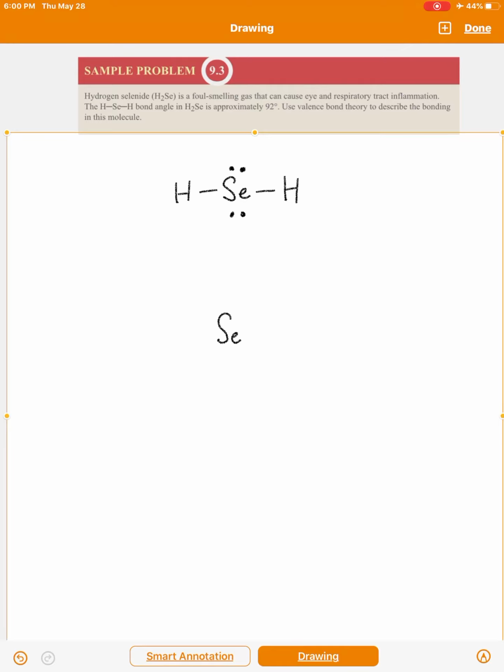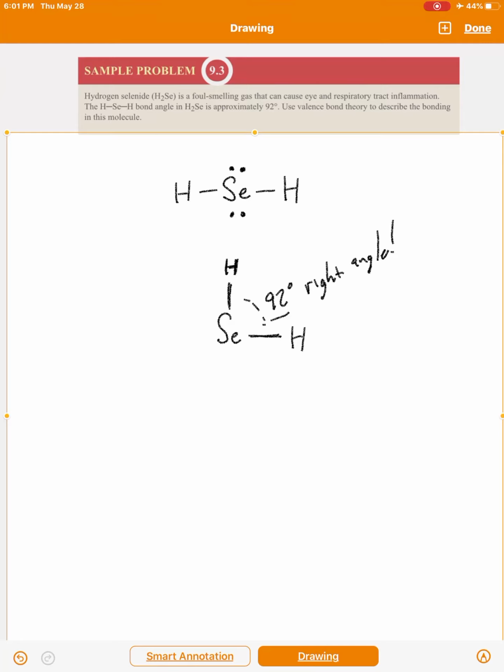From VSEPR theory, we might predict the angle here to be bent, like the water molecule. So we might expect the angle to be around 105 degrees. 104.5 is the bond angle for water. But they're telling us it's not. It's actually closer to 90 degrees. It's very close to 90 degrees. It's 92. That's a right angle. It's certainly not 104.5. So what's going on here?